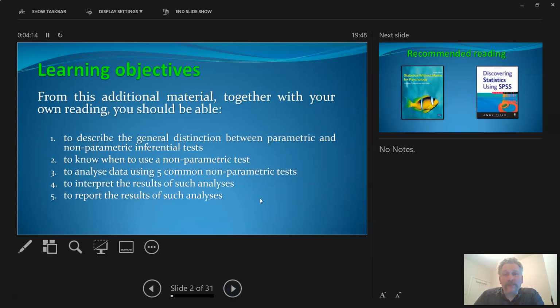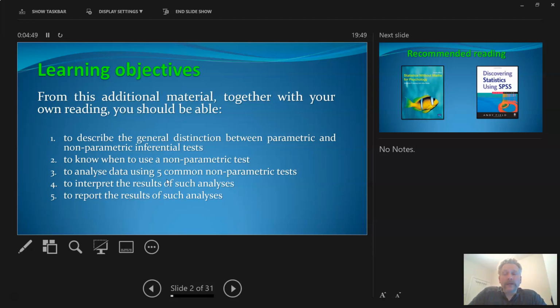So, as with all these sessions, here are the learning objectives, coupled with your own reading. What we're going to look at today is the general distinction between parametric and non-parametric inferential tests. So we're going to make it clear as to when you should use a non-parametric test. We're going to show you how to analyze data using 5 non-parametric tests, and these are the most common ones that you will come across.